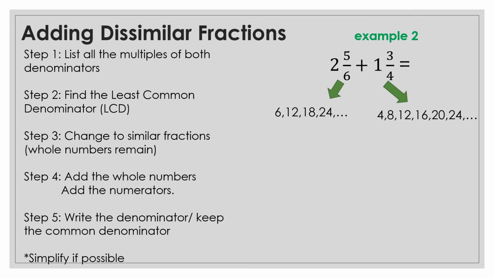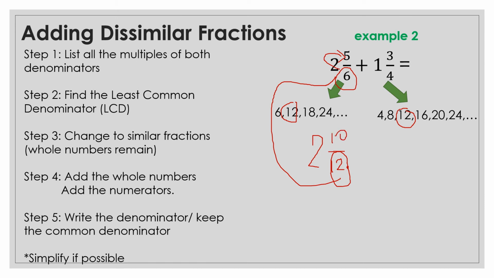Let us see. We have 12. So our 12 will be our LCD. Next, let us change our given into similar fractions. But we can write our whole numbers as whole numbers. So we have to copy 2 and then write the denominator or the LCD 12. And then 12 divided by 6 is 2 times 5 is 10. So our 5 over 6 will be 10 over 12.